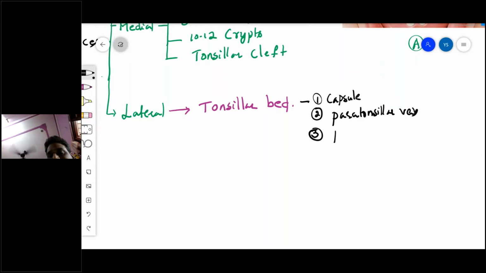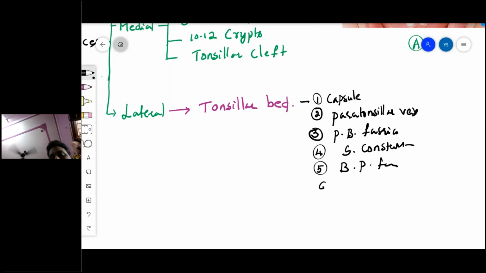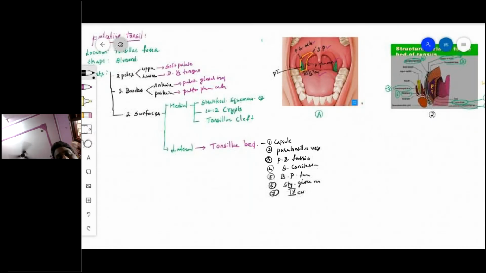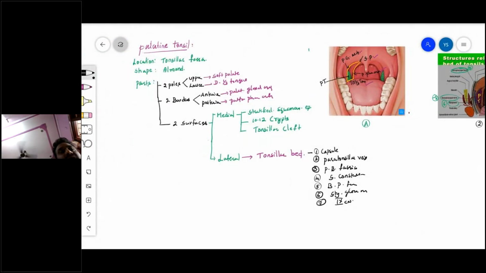Pharyngobasilar fascia. Then what is that muscle? Superior constrictor. Number five, buccopharyngeal fascia. Number six, styloglossus muscle. Number seven, ninth cranial nerve, glossopharyngeal. So this is about the tonsillar bed. These are the parts and the relations of the palatine tonsil.